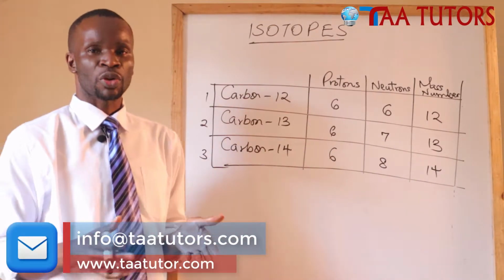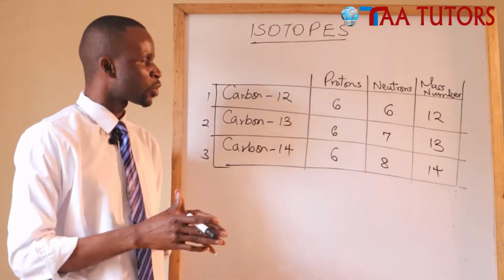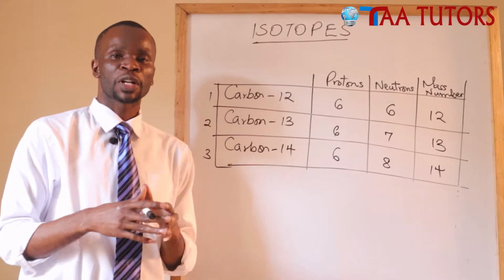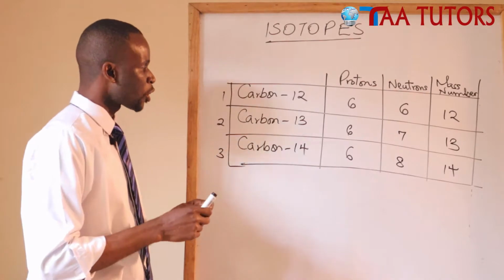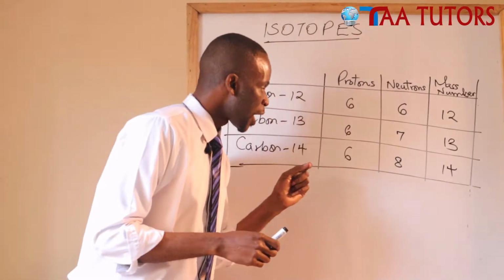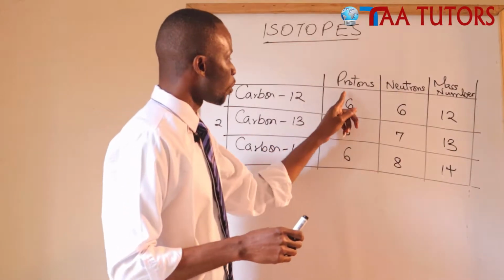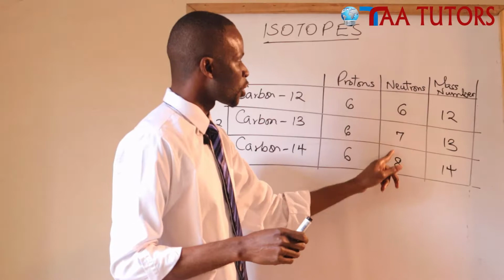So what are isotopes, viewers? Isotopes are defined as atoms of the same element with the same proton number but different neutron numbers. That is definition number 1. Isotopes are atoms of the same element with the same proton numbers or atomic numbers but different neutron numbers.